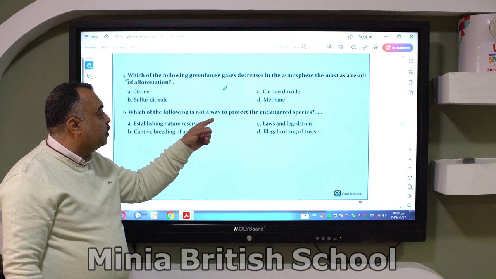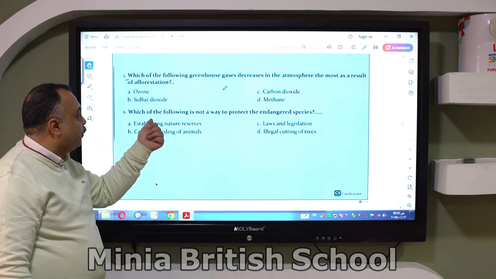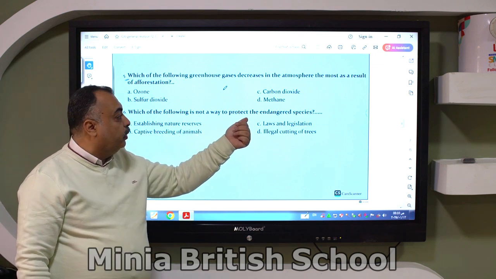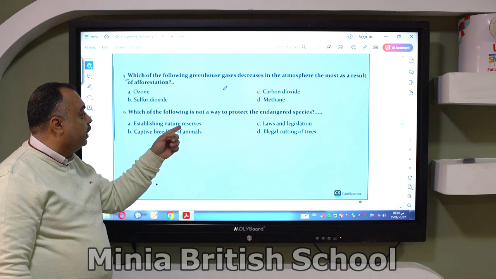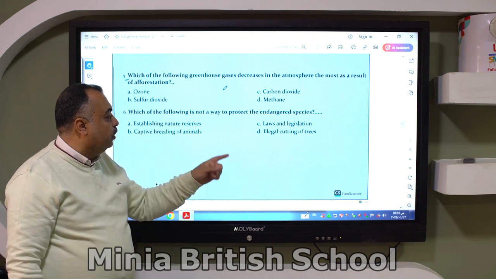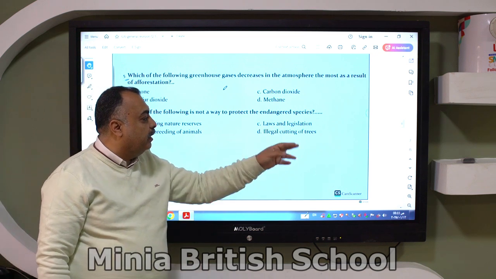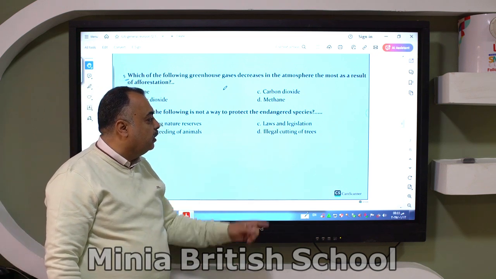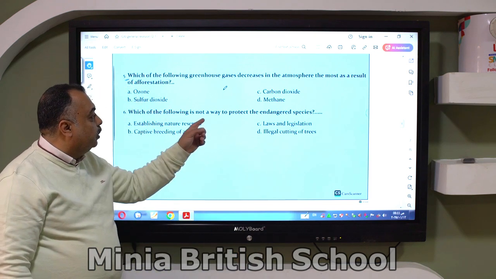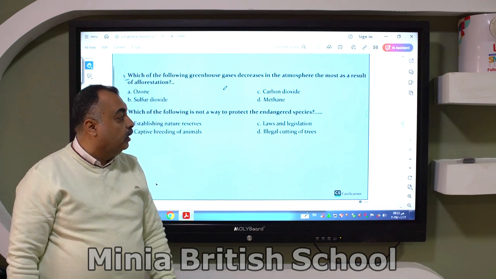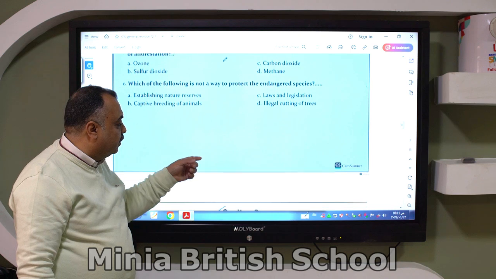Which of the following is not a way to protect the endangered species? Is it establishing nature reserves, captive breeding of animals, laws and legislation, or illegal cutting of trees? What is not a way to protect the endangered species? Yes, the illegal cutting of trees.